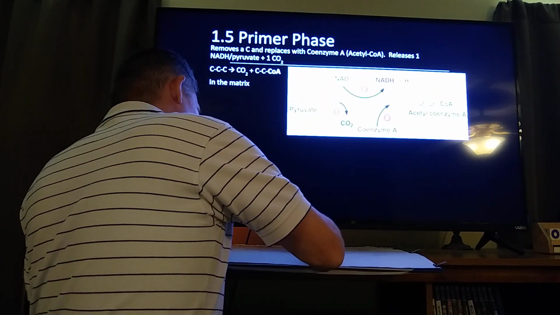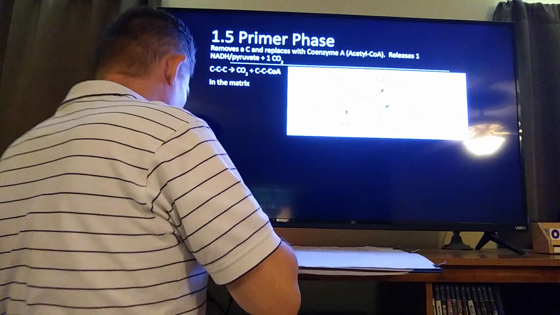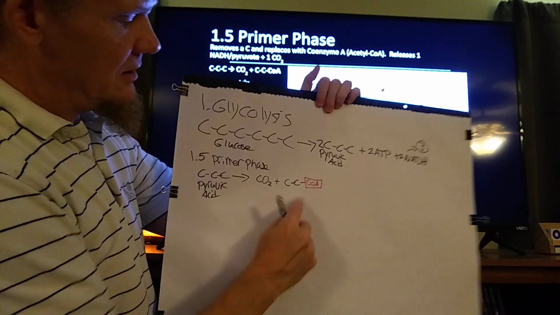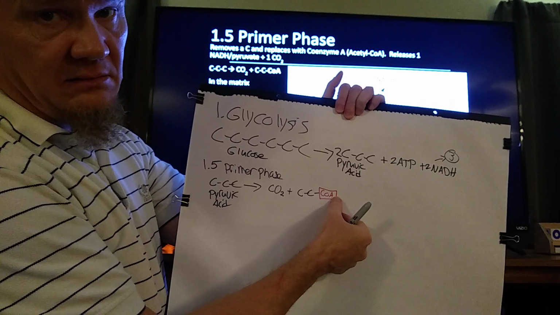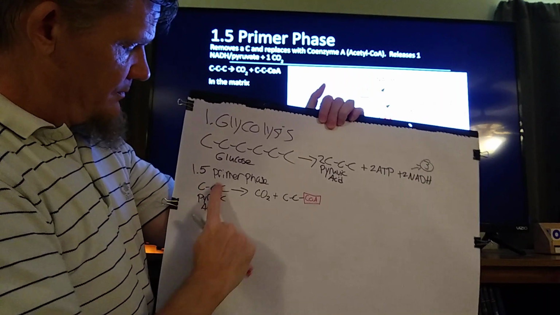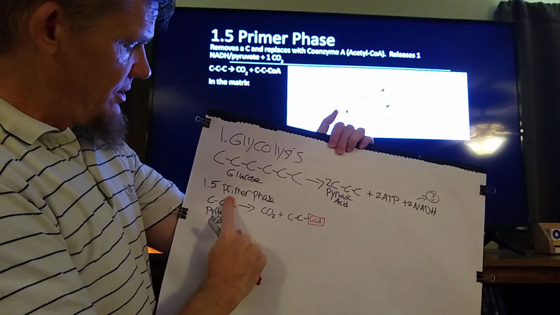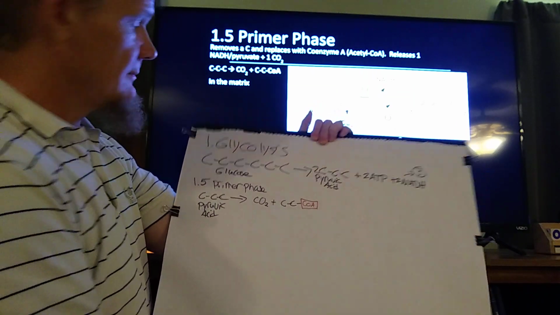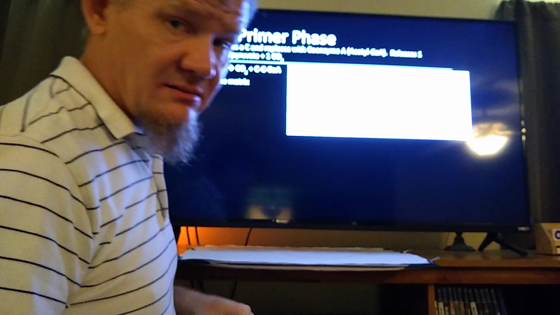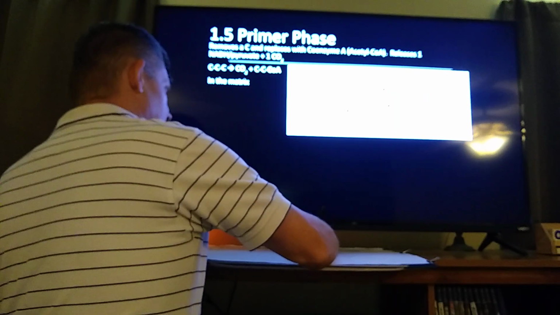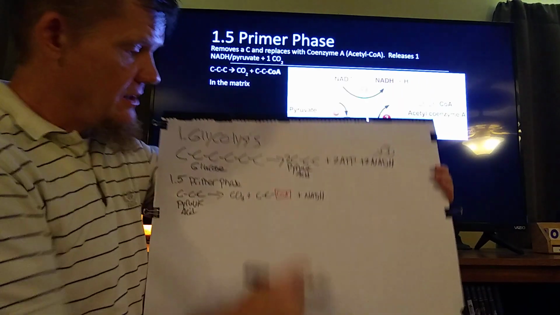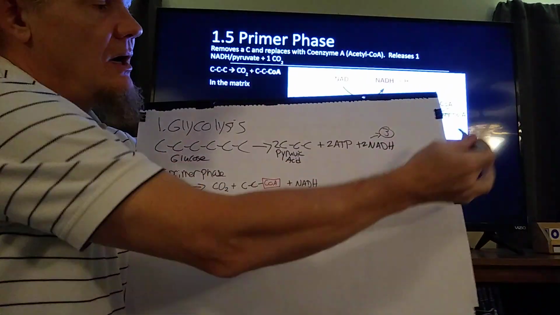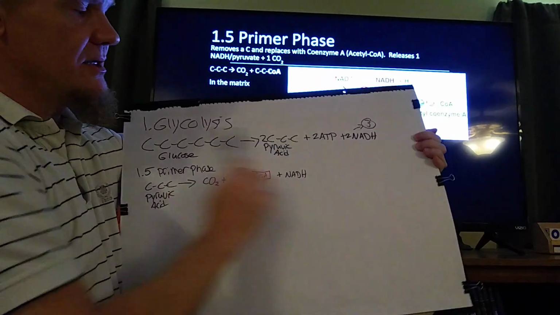I'm going to use a different color. Remember, this C doesn't stand for carbon, it stands for coenzyme, and it's specifically coenzyme A. So, 3 carbons, cut one off, releases carbon dioxide. The other 2 that are left, I add coenzyme A. What else do I get as a product? I get another NADH.